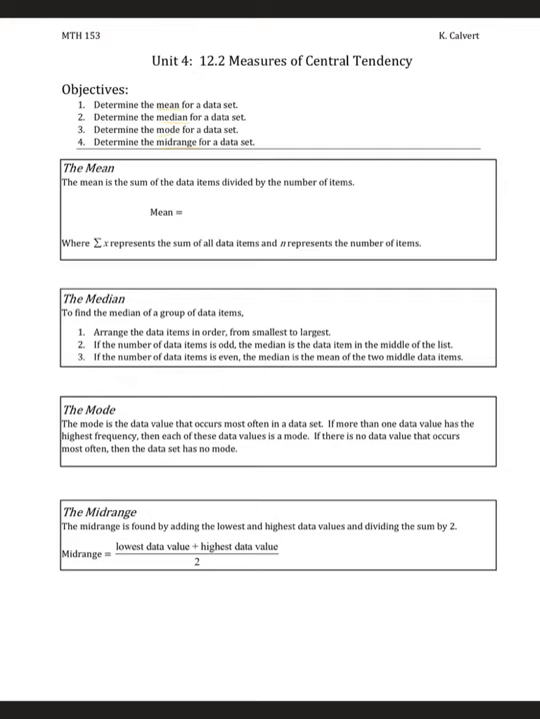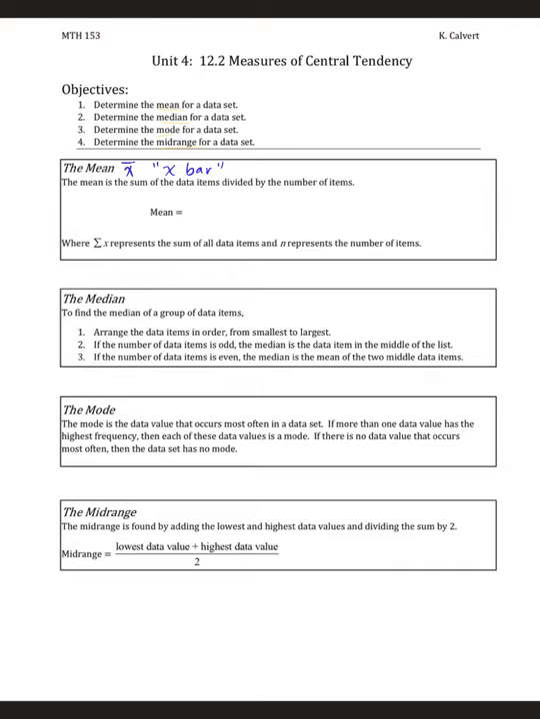Now we're going to see the mean represented by a notation that looks like this. It's going to be an X with a little bar across it. This is what we call an X bar. This notation is going to represent the mean. So if you see the X bar, you want to think mean. We know that the mean is the sum of the data items divided by the number of data items.